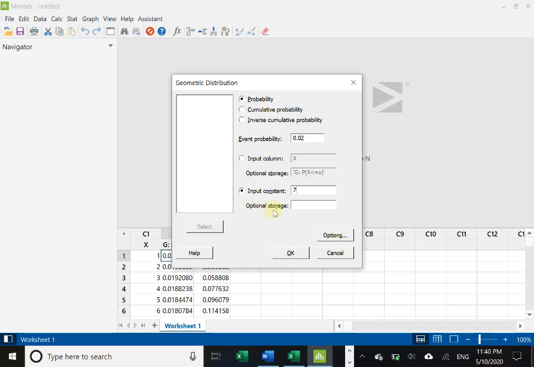Now here it has optional storage. You really don't need this, but let's say you want to use the result of this probability for some reason later on in a formula with something else, then you can actually name it here. Let me just call it, I don't know, constant prob, something like that. Okay, that's going to be a constant for us that, let's say, later on you would want to use this, and then hit OK.